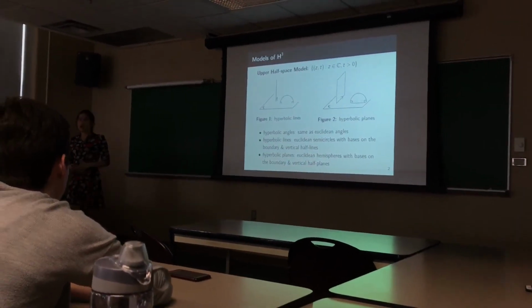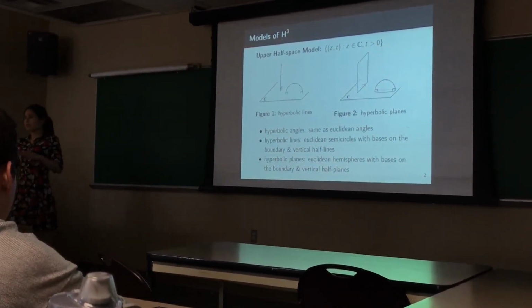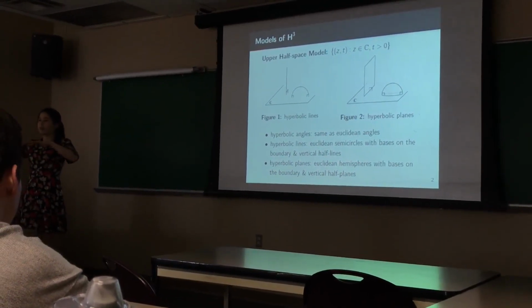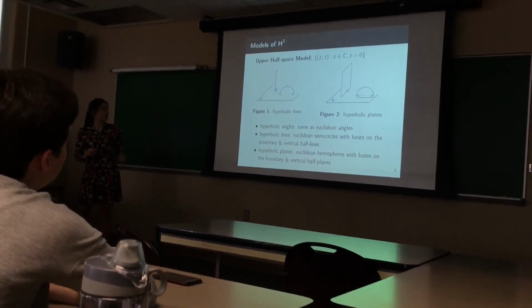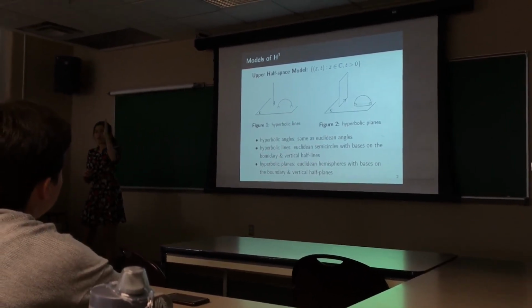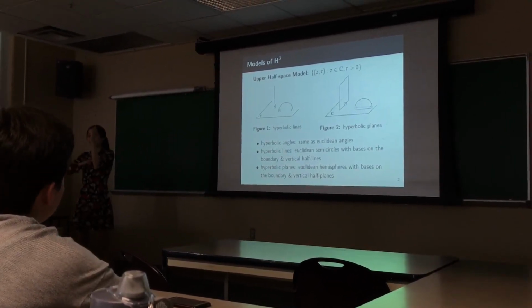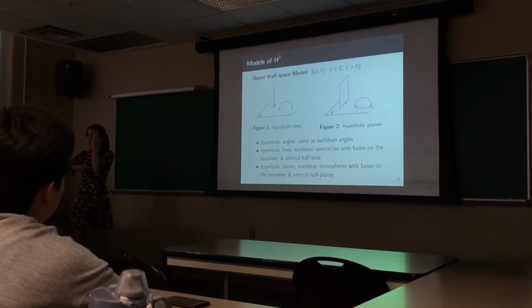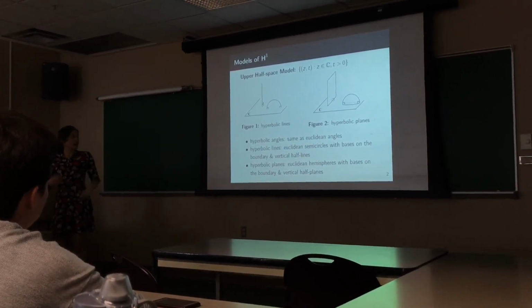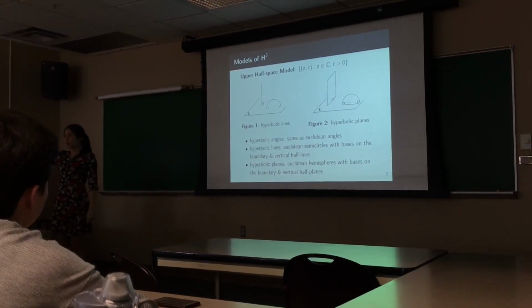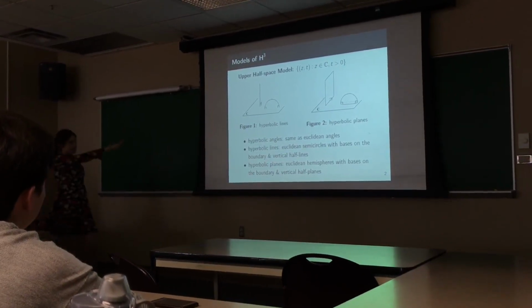So the first one is the upper half space model. It's defined on the upper half of a 3-dimensional space. And hyperbolic lines in this model are vertical half lines that are vertical to the complex plane, or the boundary of this model. And also, lines are circular arcs orthogonal to the boundary, as you can see on the left.